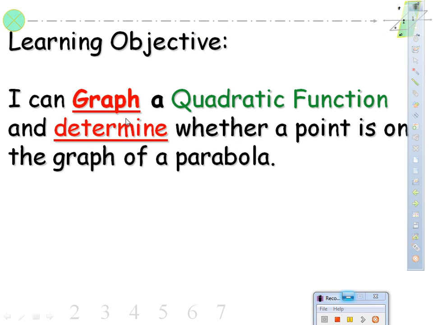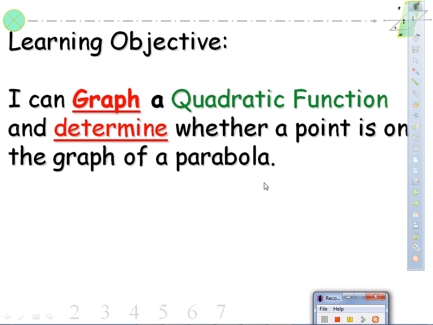At the bottom left, it says, I can graph a quadratic function and determine whether a point is on the graph of a parabola. At the bottom left of your Cornell notes, you're going to write the objective, I can graph a quadratic function and determine whether a point is on the graph of a parabola. Let's read it together. 1, 2, 3. I can graph a quadratic function and determine whether a point is on the graph of the parabola. Okay, write that down, please.